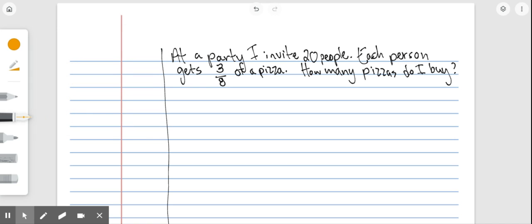All right, you guys, so this second problem is just like the first one, but I've got different numbers. So at a party, I invite 20 people. Each person gets 3/8 of a pizza. How many pizzas do I buy?